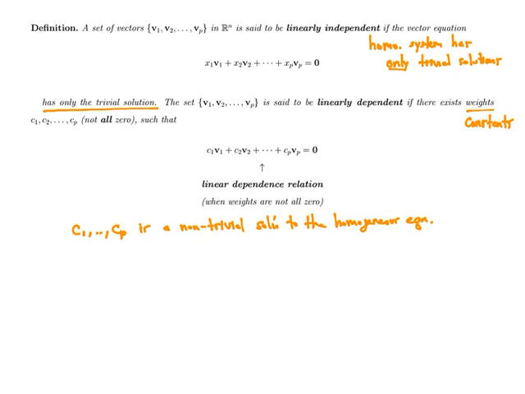So thinking about section 1.5, we talked about the difference between only having the trivial solution and having non-trivial solutions. Now we're going to say that this is exactly the same idea as the vector equation corresponding to linearly independent vectors or linearly dependent vectors.